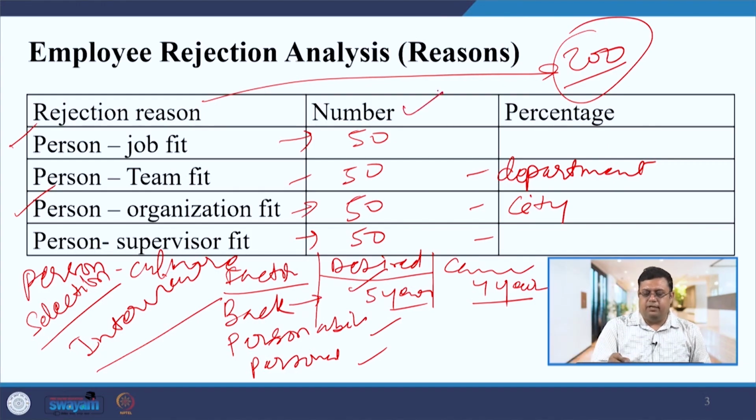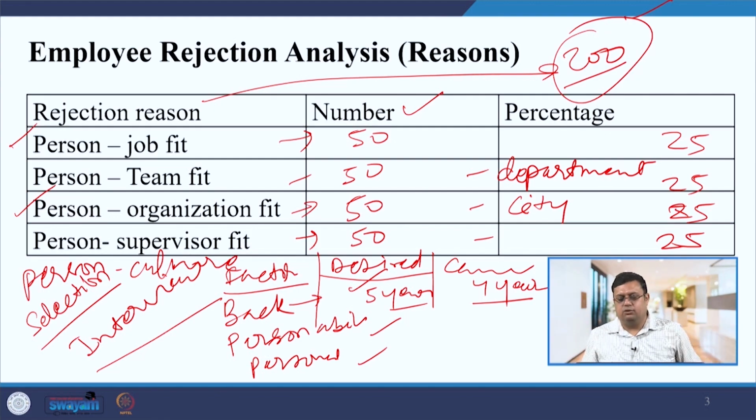So, the moment you have a number, then you can convert it into a percentage also. Like 25%, 25%, 25%. I had taken the example of 200 and divided it equally among all 4 categories, and in the same way you can see the percentage also coming as 25 in each category.